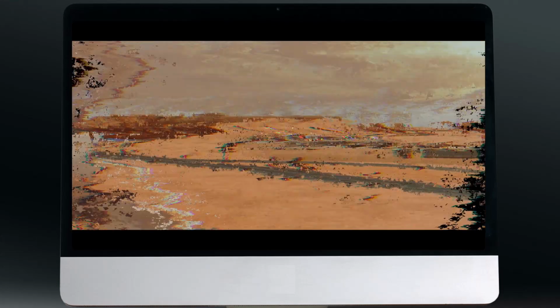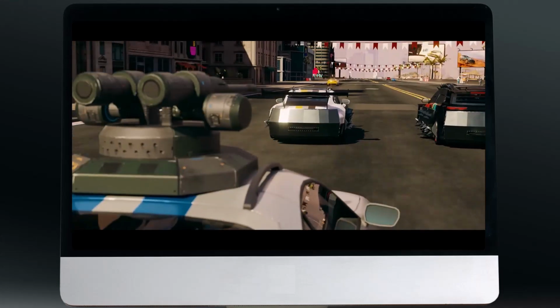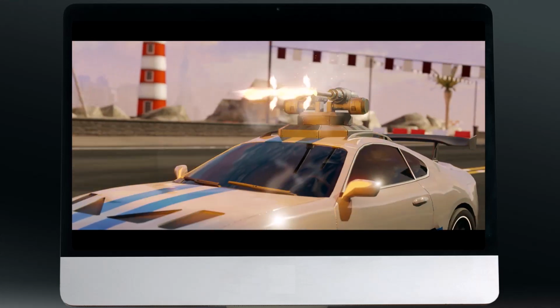So this is a play to earn metaverse racing game. As you can see, the graphics of the game are outstanding.